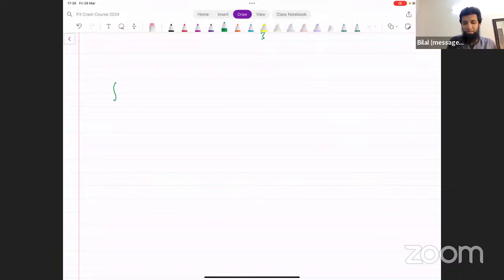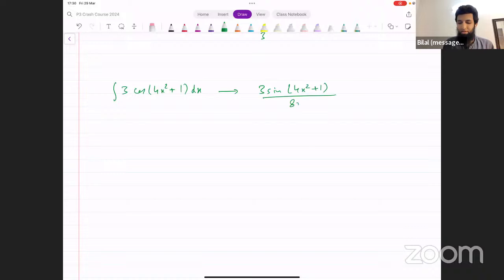Let's say you have something like this: integral of 3 into cos of 4x squared plus 1 with respect to x. What will be the integral of that? Quickly, what's the integral of that? Anyone? Just a quick test on what you've learned. 3 sine 4x square plus 1, 3 upon sine of 4x squared plus 1 over 8x.